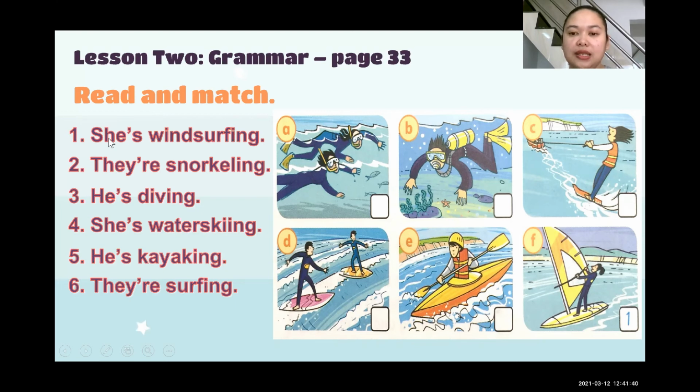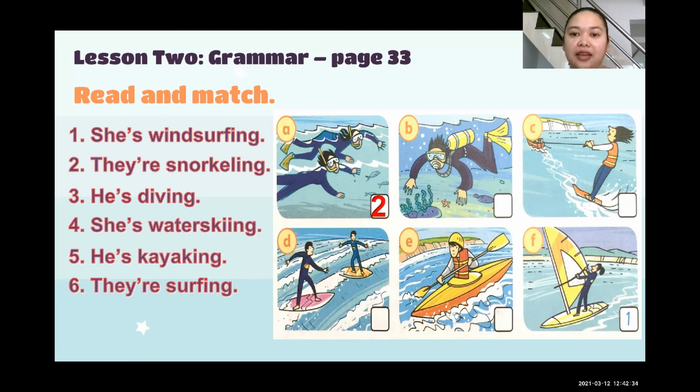Number 1, she's windsurfing. Read and match the words or the sentence in the picture. She's windsurfing. Is it A, B, C, D, E, or F? The answer here is F. So you need to write on your book, you write the number in the box. 1. Number 2, they're snorkeling. They're snorkeling. Is it A, B, C, D, E, or F? The correct answer is A. That's number 2.